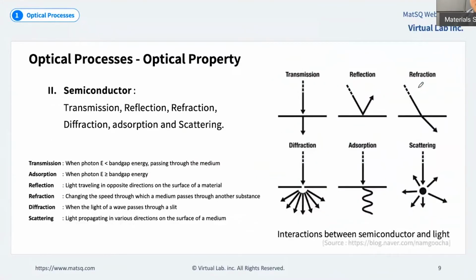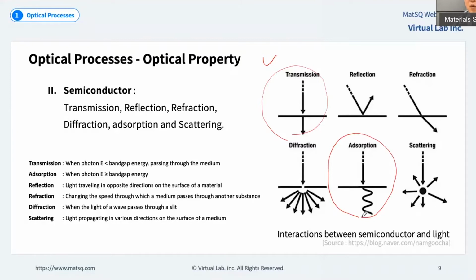In the case of semiconductors, it is a little bit different. We should fully consider many things such as transmission, absorption, reflection, refraction, diffraction, and scattering phenomena. I found a nice figure to explain these phenomena, this figure. For example, transmission in this case, and absorption in this case. They look like similar phenomena, but they are quite different.